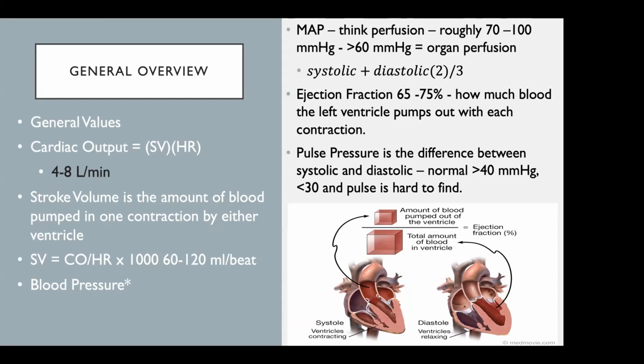Pulse pressure, the difference between systolic and diastolic, normal is generally greater than 40. If it's less than 30, the pulse is likely going to be hard to find. So if you're an RT in the ER working one night, somebody comes in septic or severely dehydrated, something like that, you're like, guys, I can't feel radials or brachials or anything. You could say it another way and say, pulse pressure is less than 30, guys, can't get it.